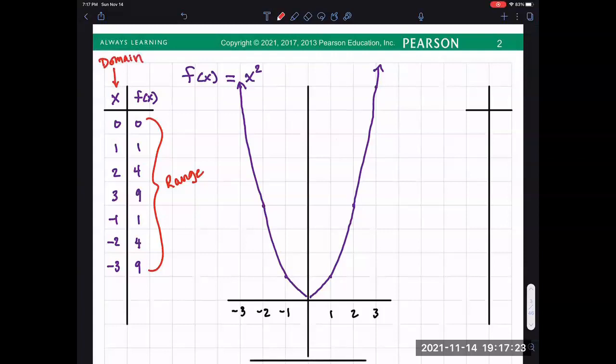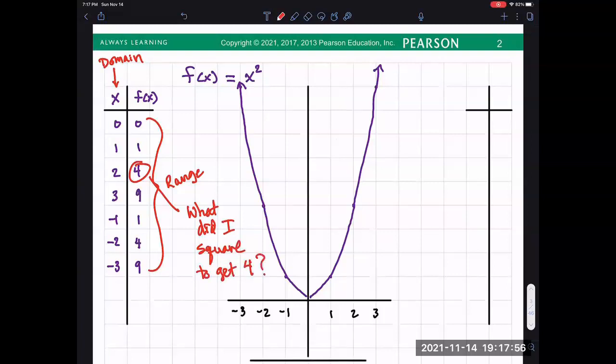But the idea behind an inverse is you take some range value and the inverse tells you what the original input was that gave you that. So for example, let's say we focus on a 4. The question would then be, what did I square to get 4?